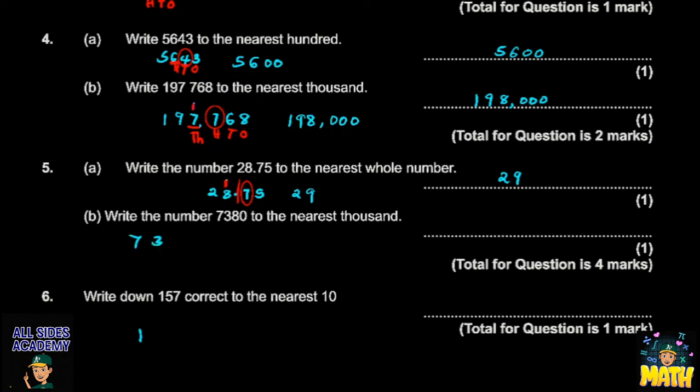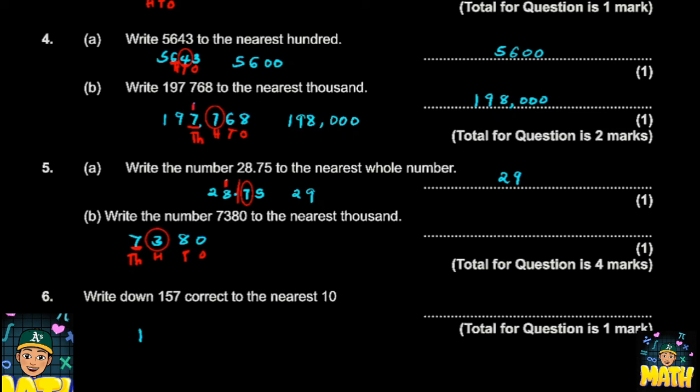Write the number 7,380 to the nearest 1,000. So place value, very important. 7 is our focus. The number next is 3. So 3 is not going to round the 7 up.